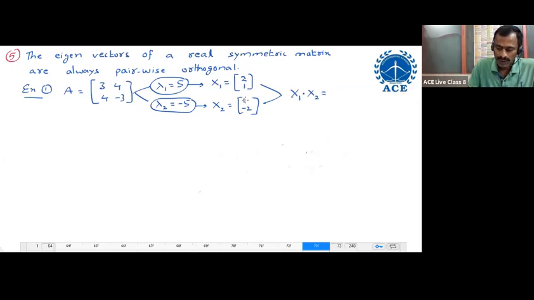2 into 1, 2 plus 1 into minus 2, minus 2. 2 minus 2, 0. That's it, that is the example. For a real symmetric matrix, after finding the eigenvectors, if you find the dot product between two different eigenvectors, the eigenvectors are always orthogonal only. Suppose for a 3 by 3 matrix, if we have 3 eigenvectors, then they are pairwise orthogonal. Here only 2, so 1 pair only.